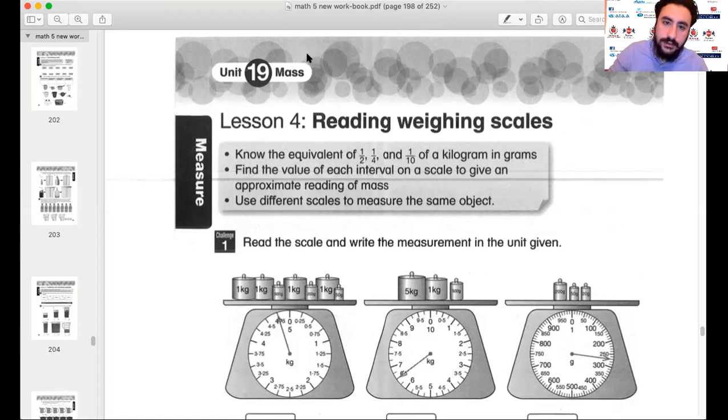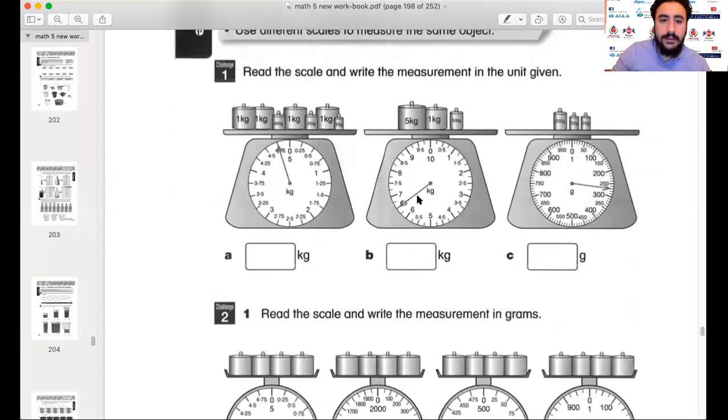Okay, so I'm going to start solving right now. Read the scale and write the measurement in the unit given. This is kilogram. So I can read the scale from here, or I can add the measurements up here. So let's do both. First one, we're going to add those. 1 kilogram, and we have another one here, so it's going to be 2. And we have another one and another one.